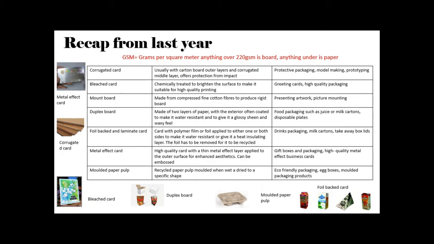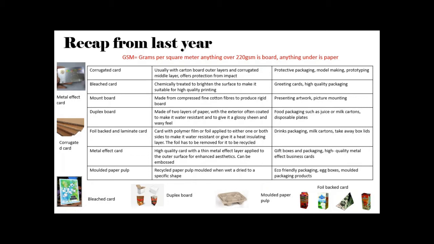So corrugated card, a very common use, typically used for packaging. So it's used a lot with carton board outer layers, and it offers a protective layer. Now that is because obviously corrugated card, if you've ever looked at it, so anytime you've ordered anything from Amazon, corrugated card basically has two layers, and in the middle of those two layers is that wavy sort of card in the middle.